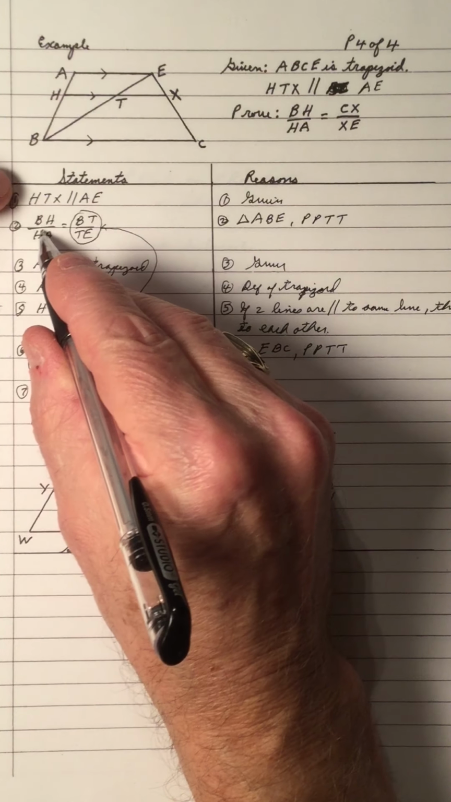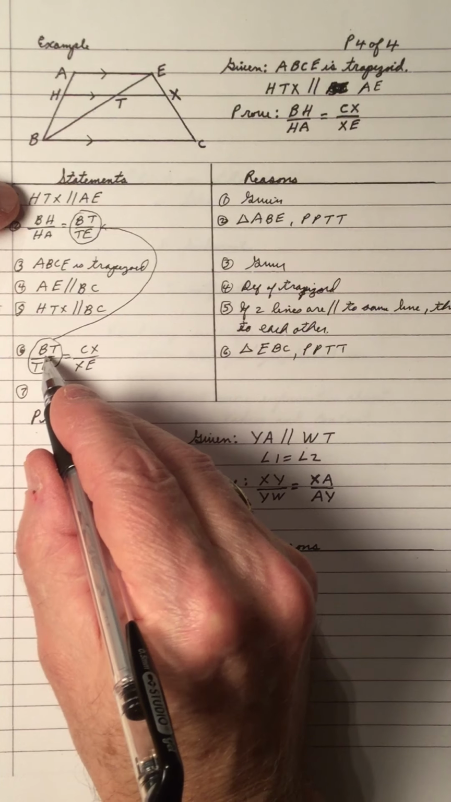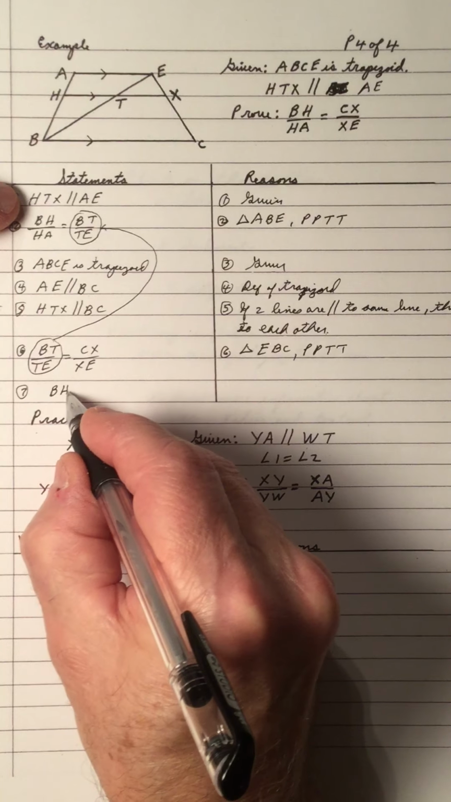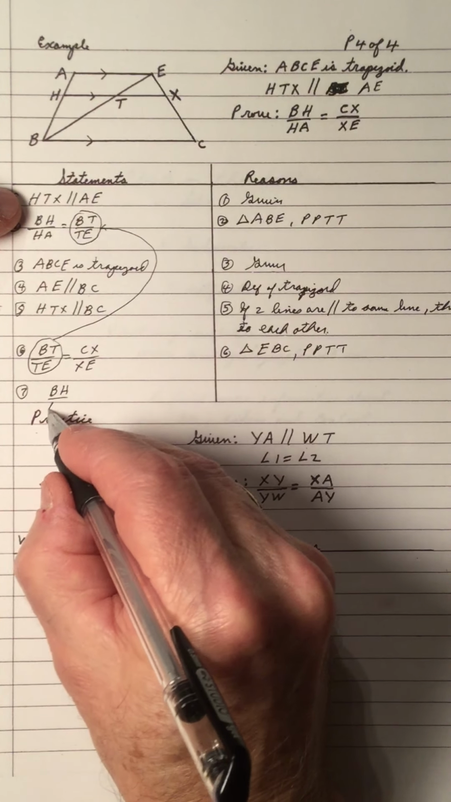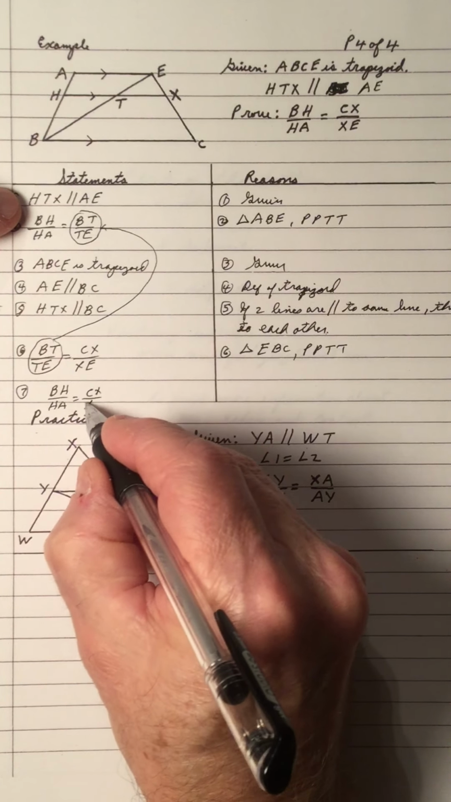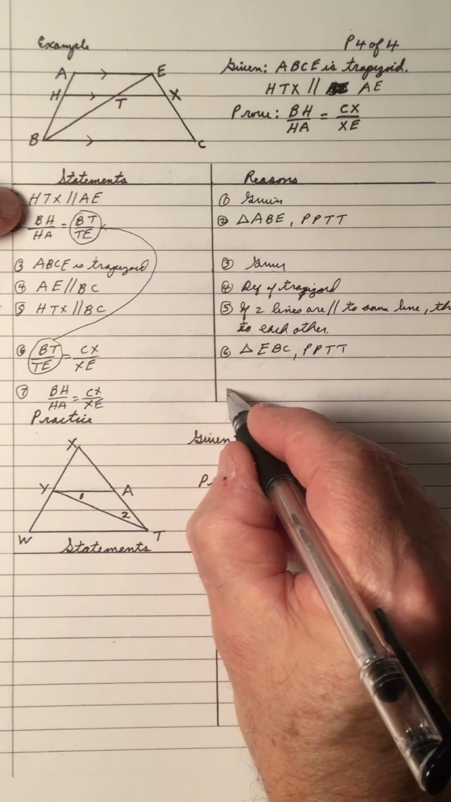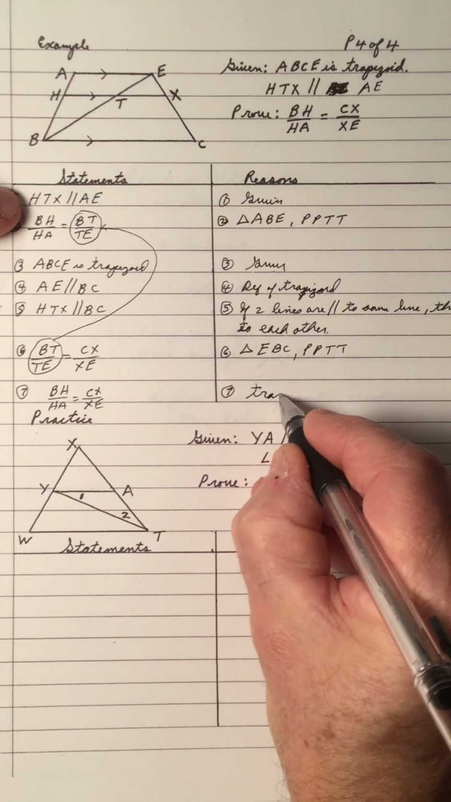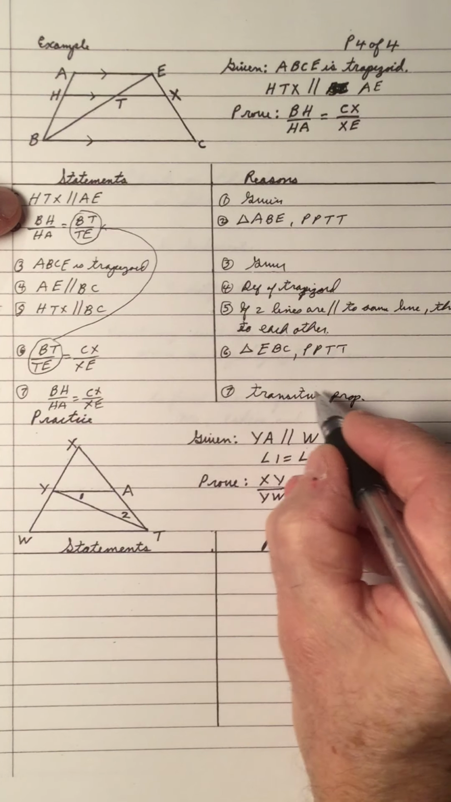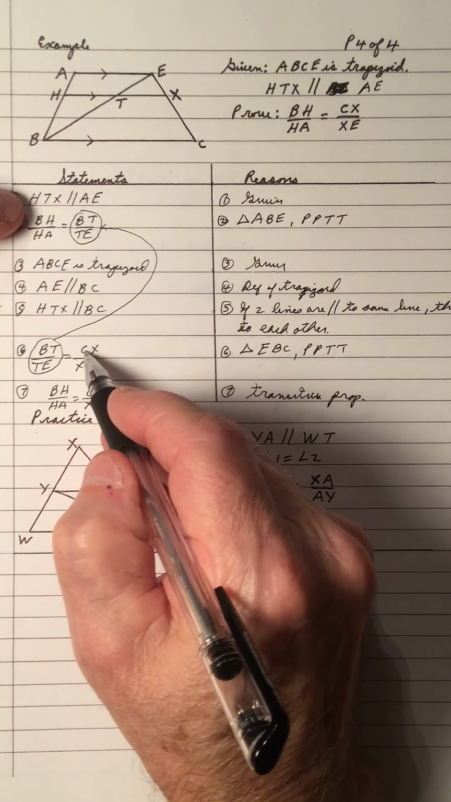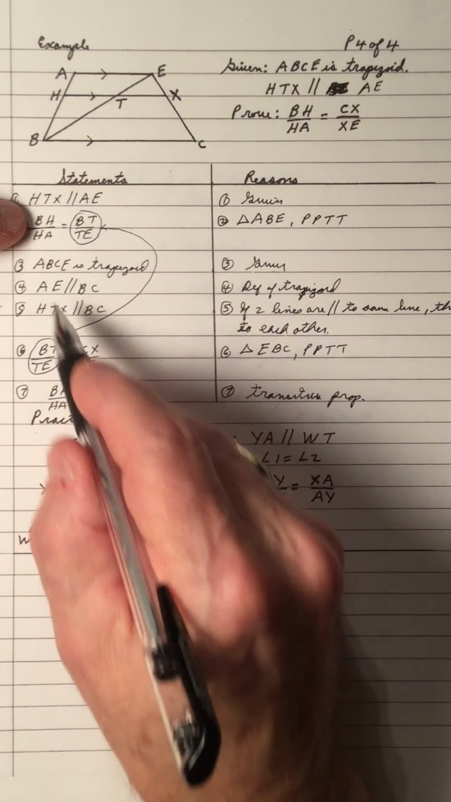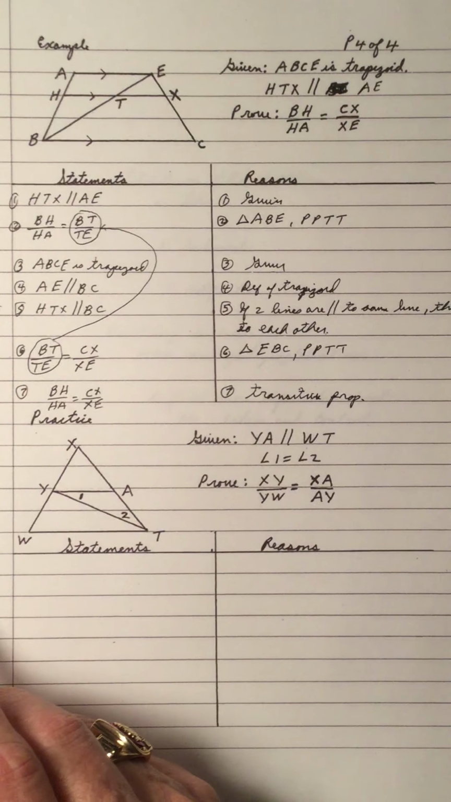So since this ratio has BT over TE and this one has BT over TE, that means that BH over HA must be equal to CX over XE. And that's what we call the transitive property, or you could say substitution. Both of these proportions have BT over TE. Therefore, this ratio must be equal to this ratio. And that's the proof on that.